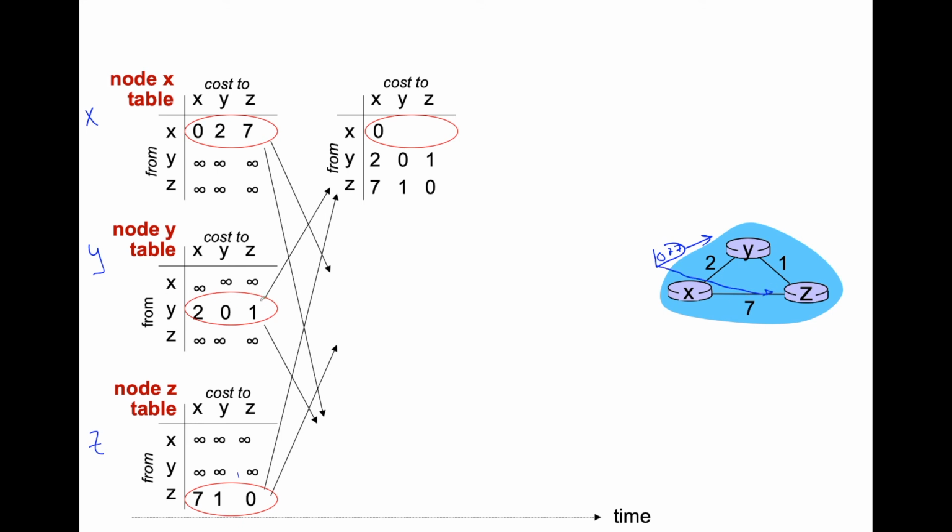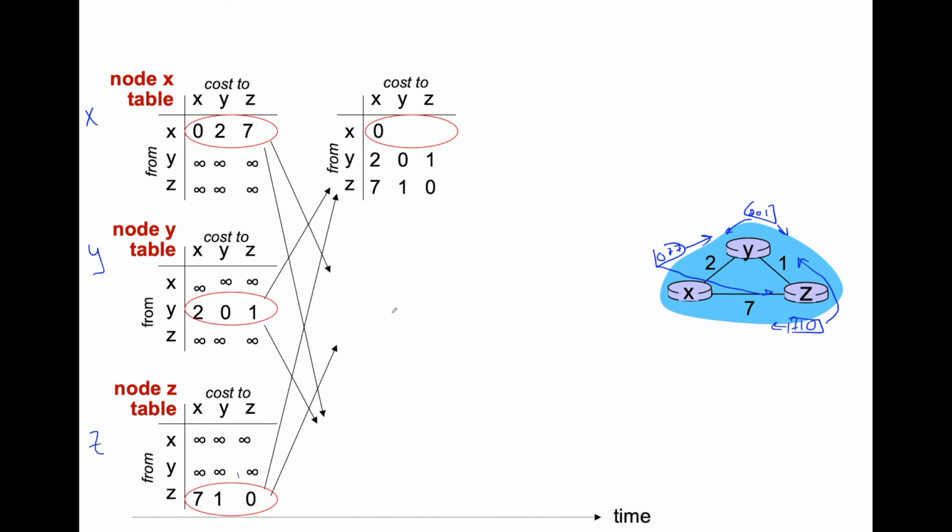Likewise, Y is going to send its distance vector, 2, 0, 1. It's going to send that to X, and it's going to send that to Z. Likewise, Z is going to send its distance vector 7, 1, 0. It's going to send that distance vector to X, and it's going to send it to Y. Okay, so let's take a look at what happens from the perspective of node X. And we're just going to cover that node and not do the others in the interest of time. But I'll leave it to you as an exercise.